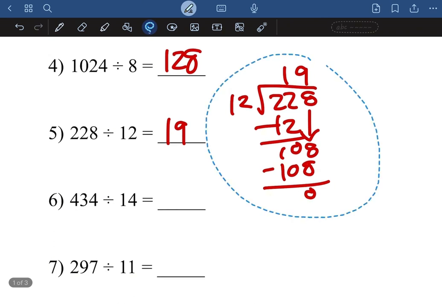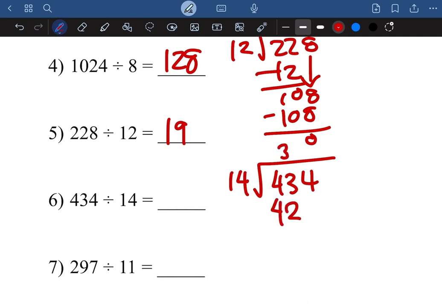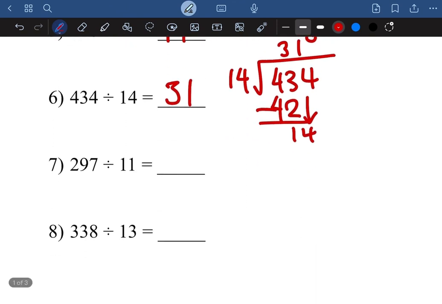Number 6, we have 434 divided by 14. 14 goes into 43 3 times. 3 times 14 is 42. 43 minus 42 is 1. We bring the 4 down. 14 goes into 14 once. And we know that 14 times 1 is just 14. 14 minus 14 is 0. So the answer for number 6 is 31.